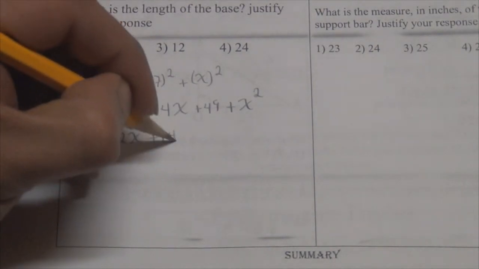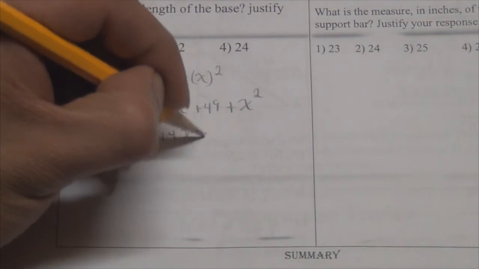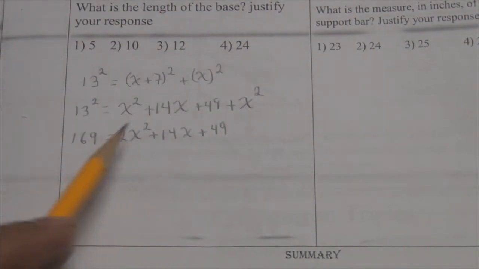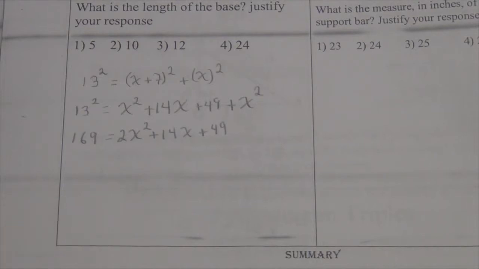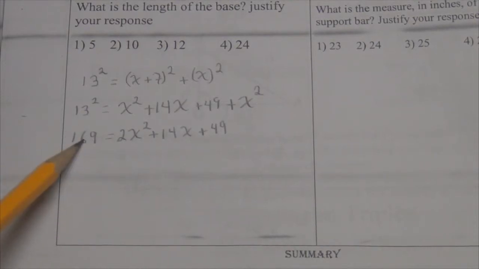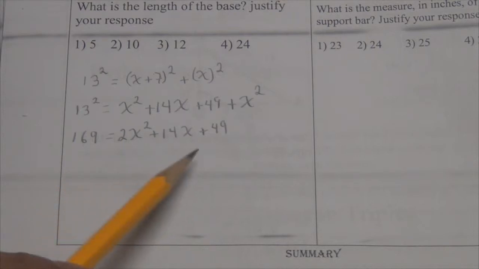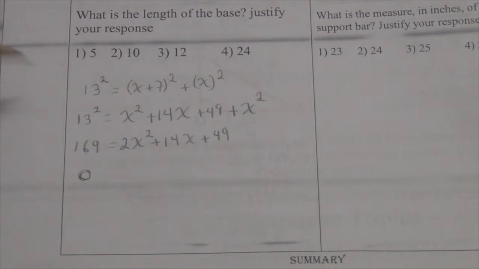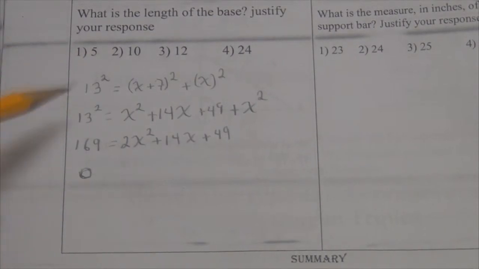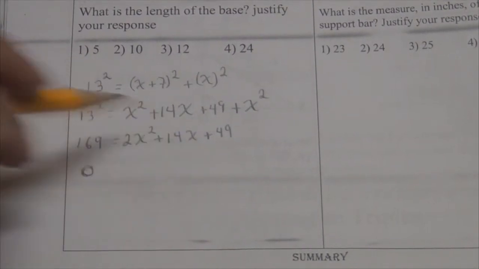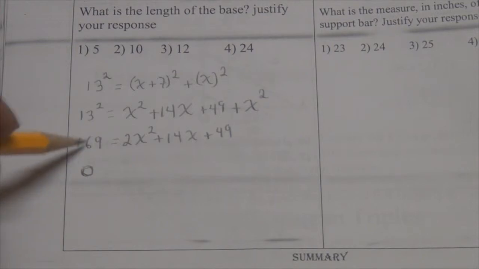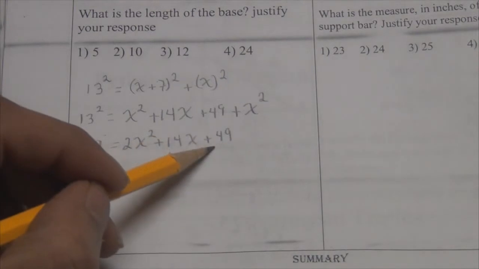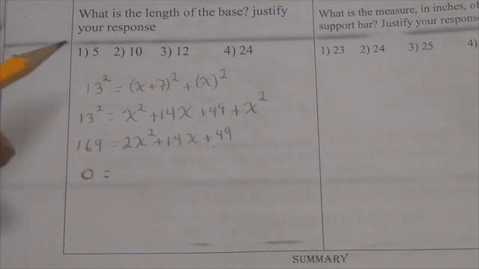Plus 14x plus 49. Now, this is called a quadratic equation. A quadratic equation should equal 0. So I'm going to take this 169 and put it on the other side, so it automatically becomes 0. In equations, you don't have to say you're subtracting 169 from both sides. It's understood that if you subtract 169 from here, you're going to end up with 0, and it is understood that you're already subtracting 169 from here.